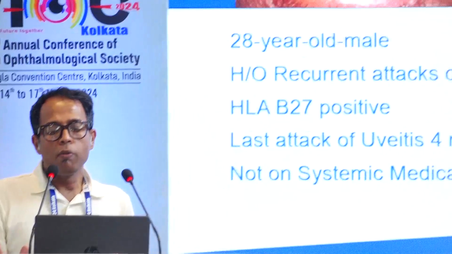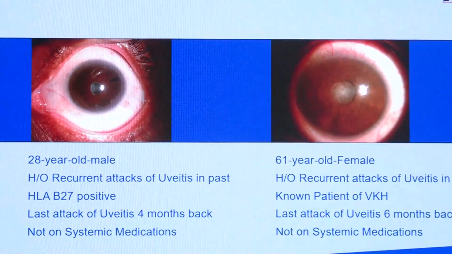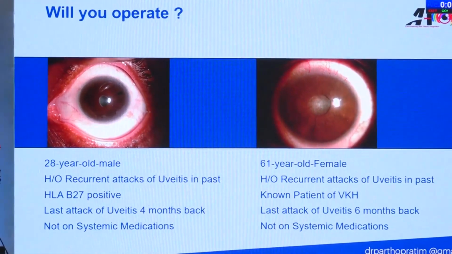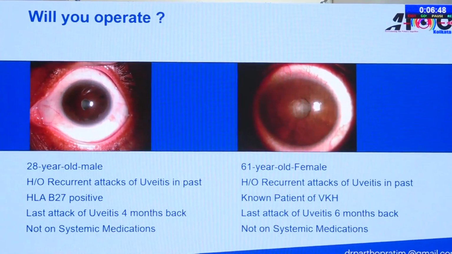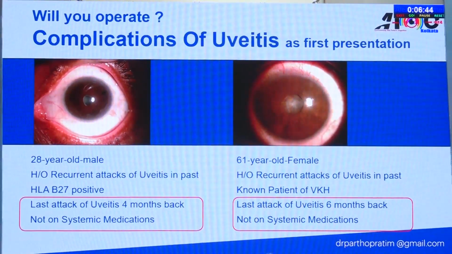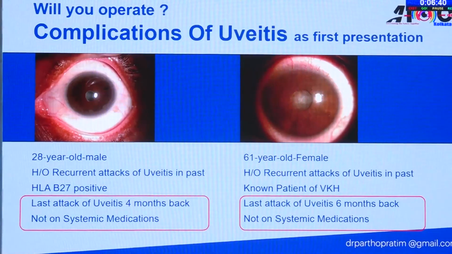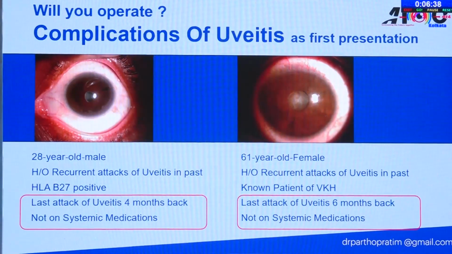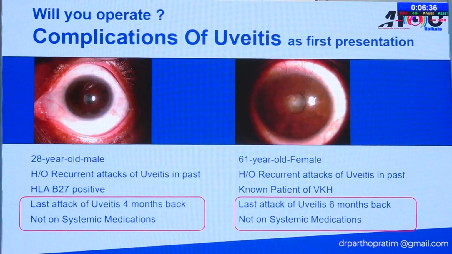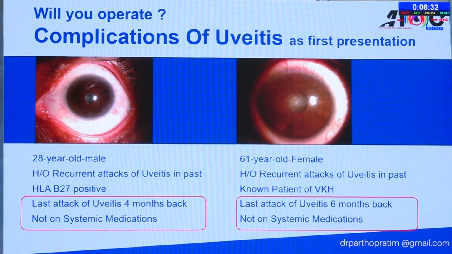Similarly, a 61-year-old female, history of recurrent attacks of uveitis due to VKH, and the last attack was 6 months back, not on systemic immunosuppression. So many a time, the mistake we make is that we forget that the patient is not on systemic medications, and sometimes the last attack is more than 3 months back, so we feel that we can go ahead and do the cataract surgery.